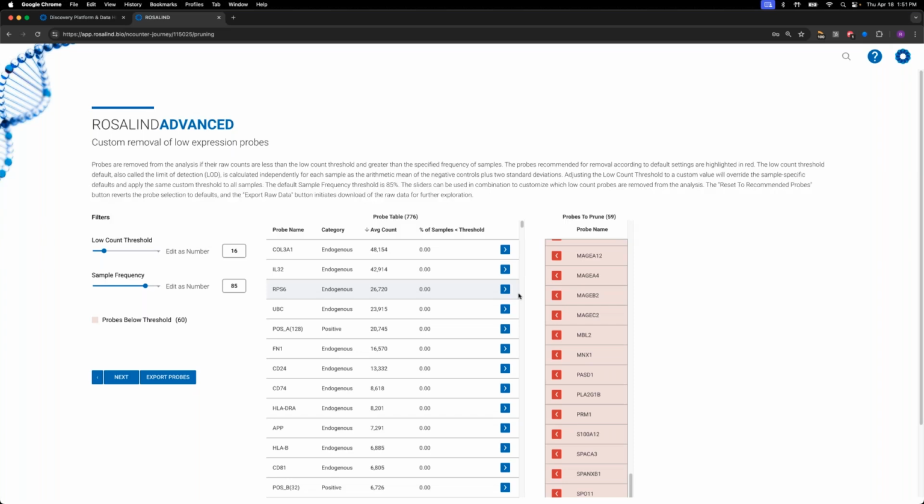One more question is, does the low count threshold use the same number for all lanes in the cartridge, or does it change on a lane by lane basis? For example, affected by LOD. That is a good question.